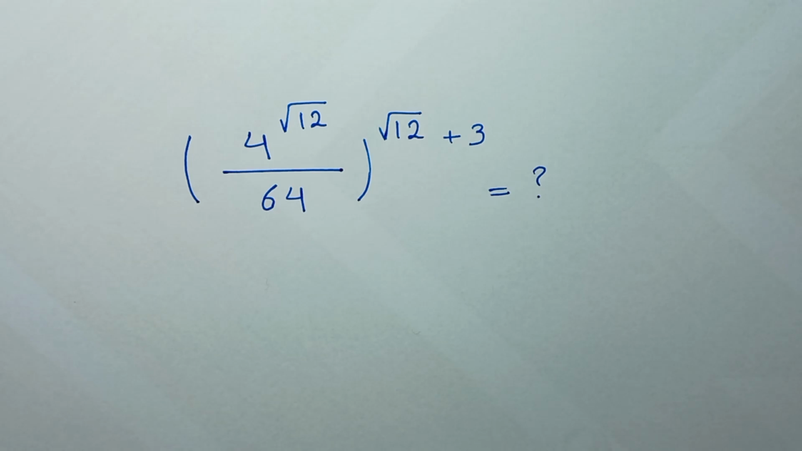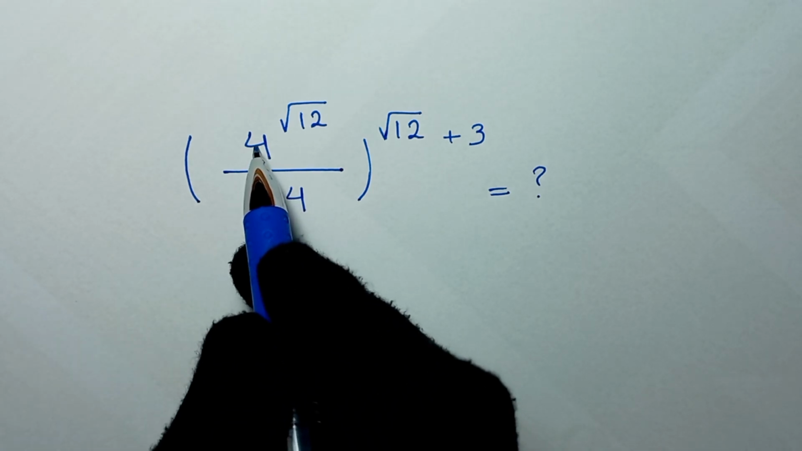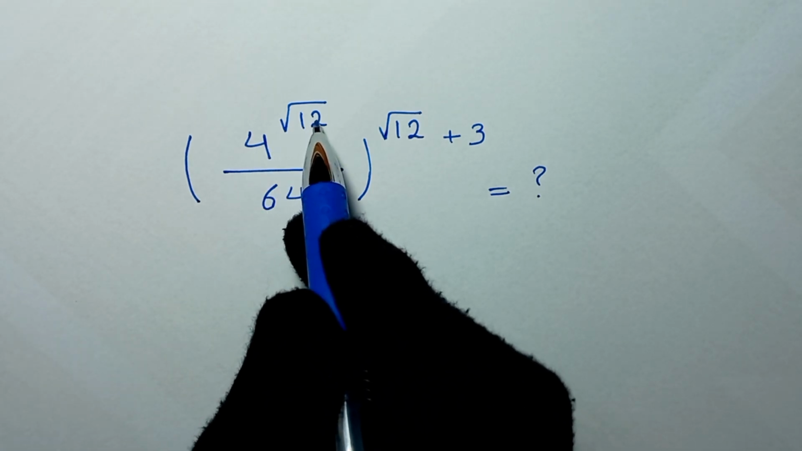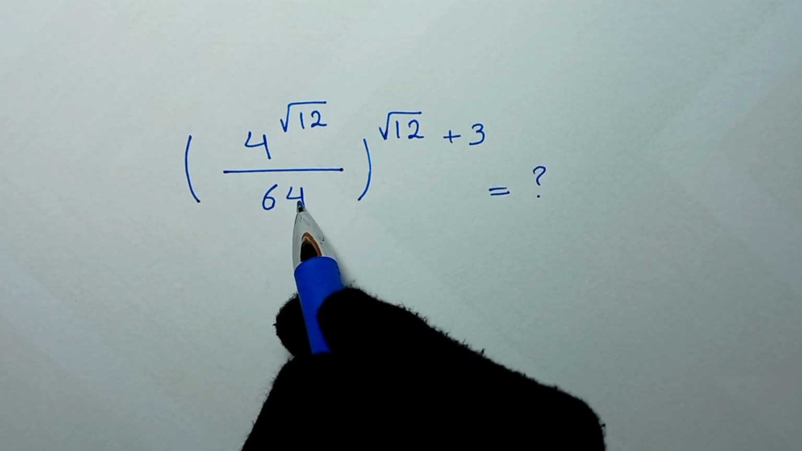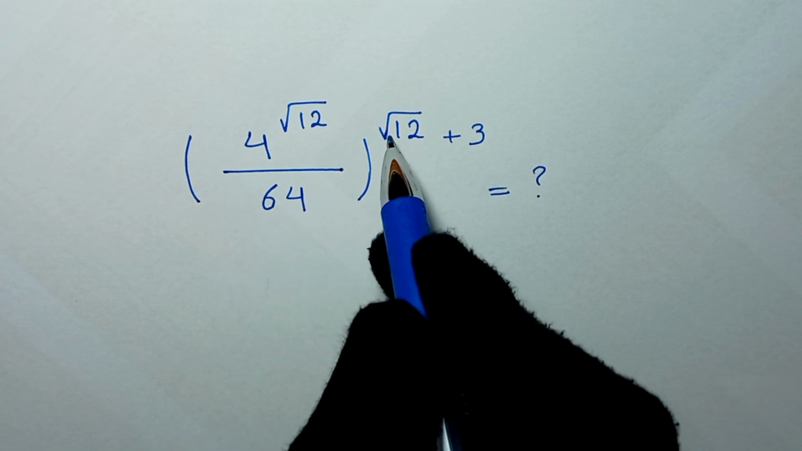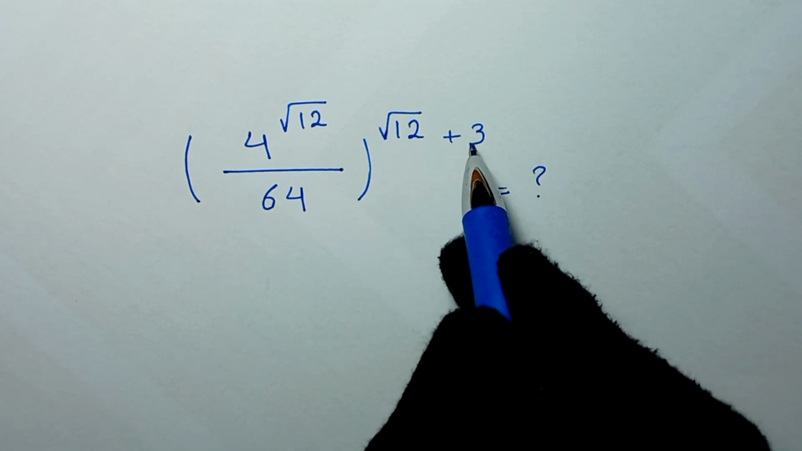Hello my friends, you're welcome to solve this math problem, which is 4 to power of square root of 12 over 64 to power of square root of 12 plus 3.